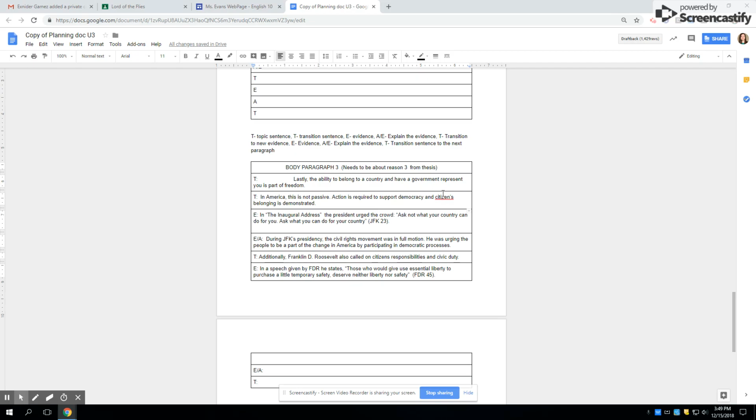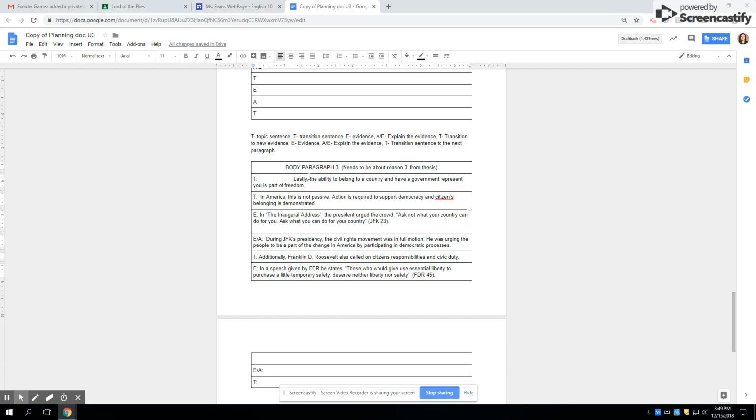Lastly, the ability to belong to a country and have a government represent you is part of freedom. In America, this is not passive. Action is required to support democracy, and citizens' belonging is demonstrated. In the inaugural address, the president urged the crowd, "Ask not what your country can do for you, ask what you can do for your country." (JFK, 23).